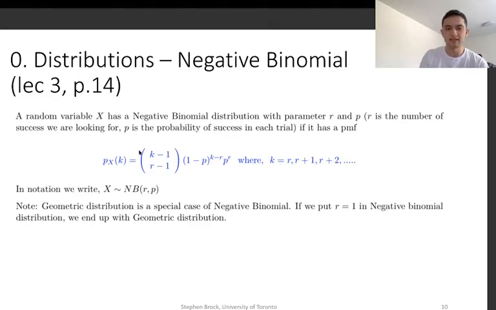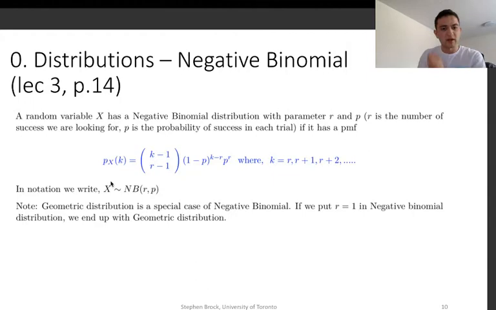So k is the number of total trials that we're doing, and r is the number of successes. So we're trying to determine the probability that it will take k trials to get r successes. And so we know that the last trial has to be a success. So we only have k minus 1 trials where we're not sure where the successes are. And so there's k minus 1 choose r minus 1 ways to arrange those successes and failures. And then we have k minus r failures and r successes. And that's where those terms come from.